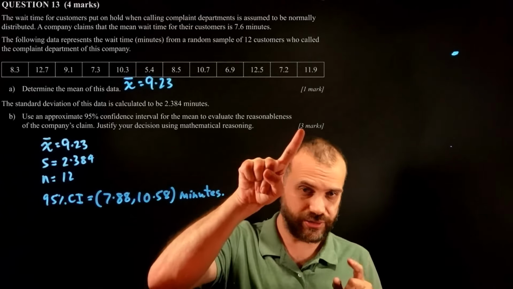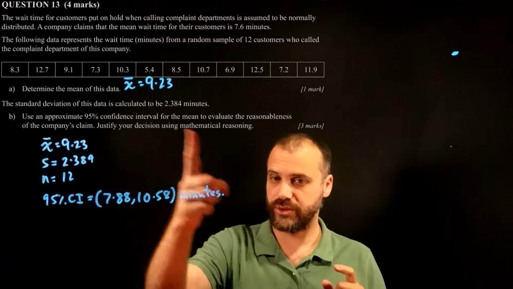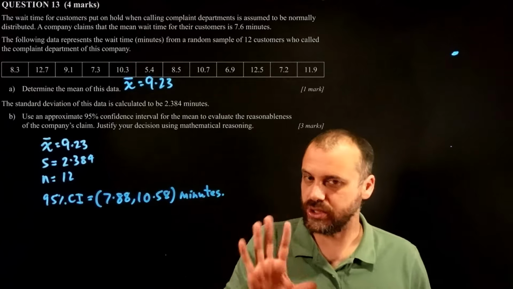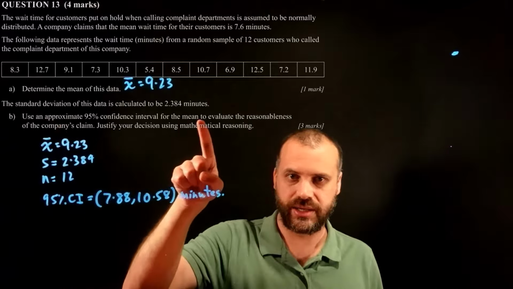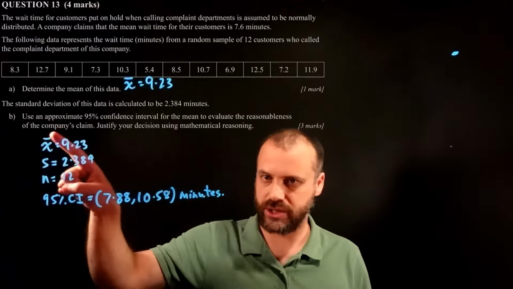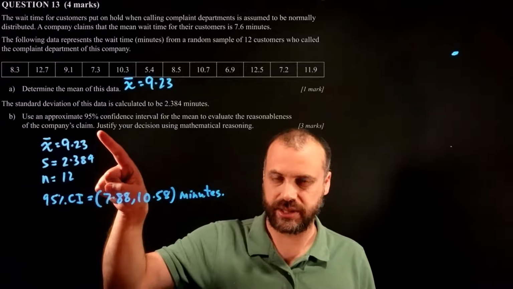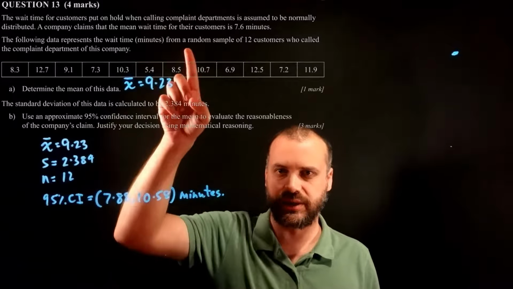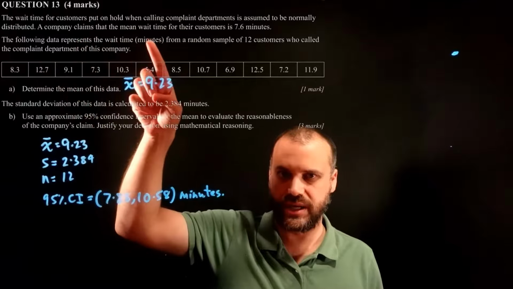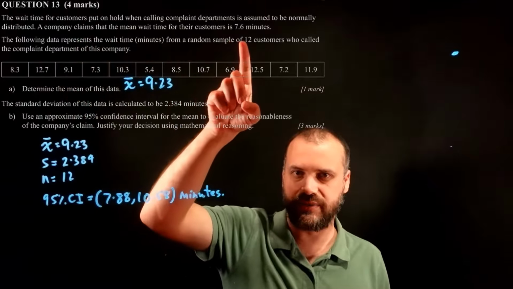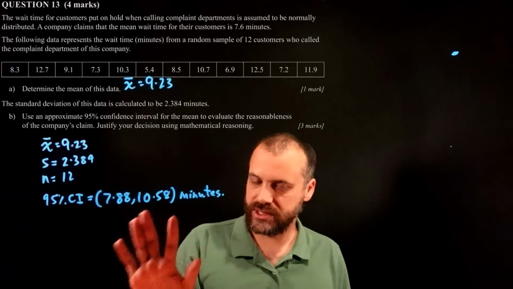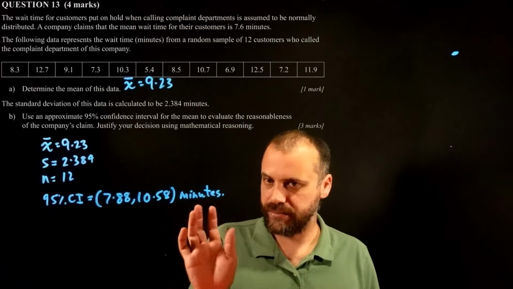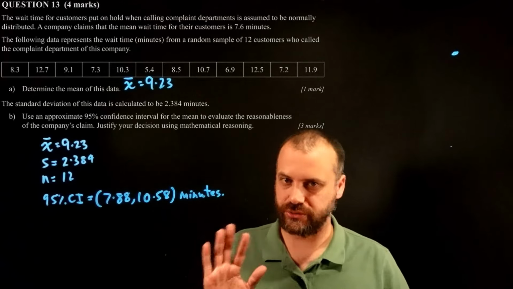Now, this is a 3-mark question. This is worth 1 mark. What was the question? Use an approximate 95% confidence interval for the mean to evaluate the reasonableness of the company's claim. Okay, let's see. What did the company claim? A company claims that the mean wait time for their customers is 7.6 minutes.